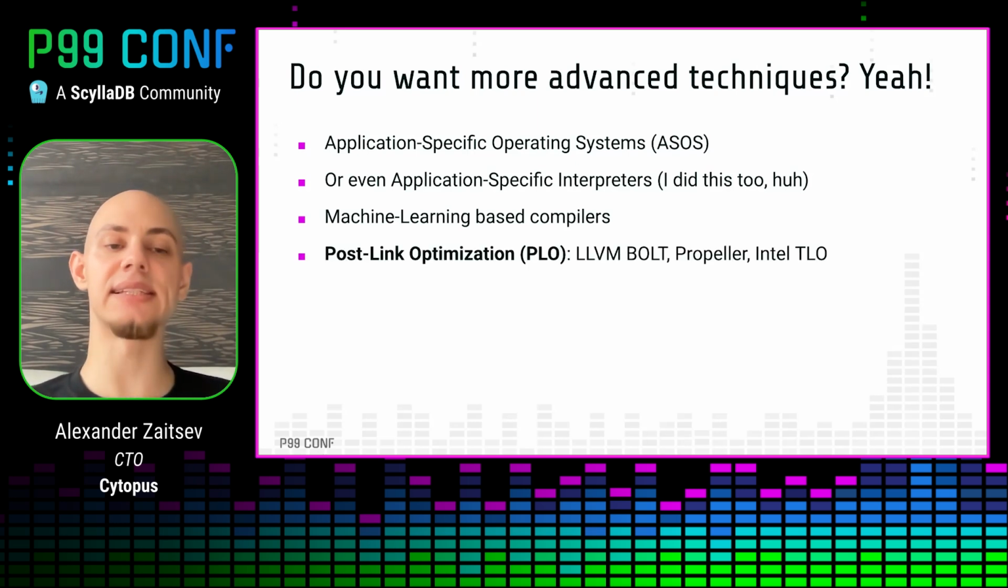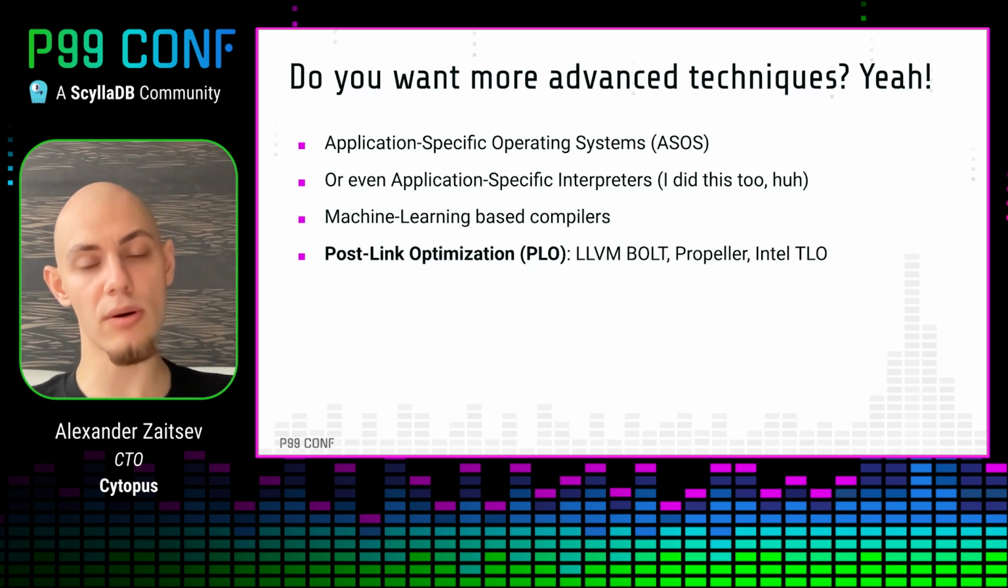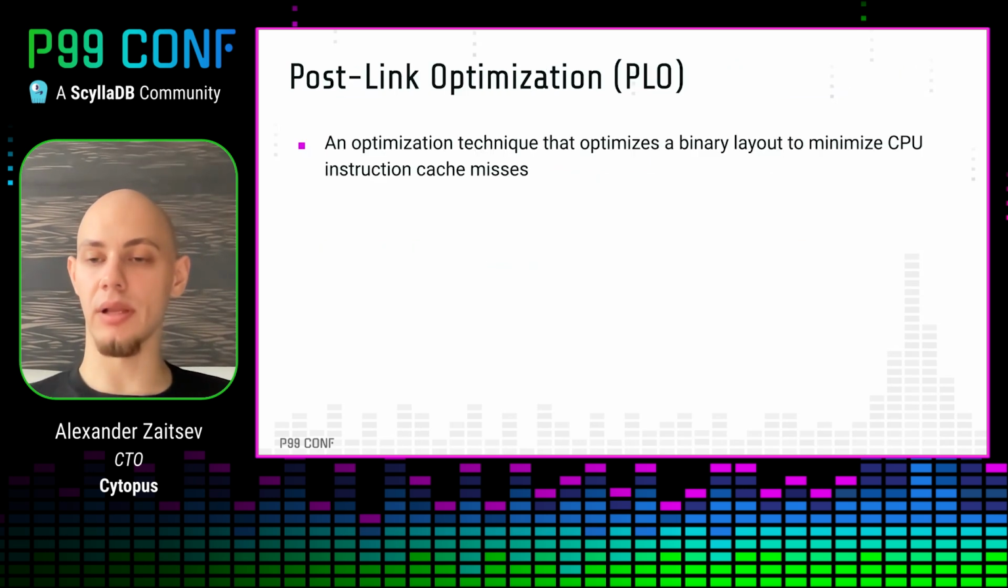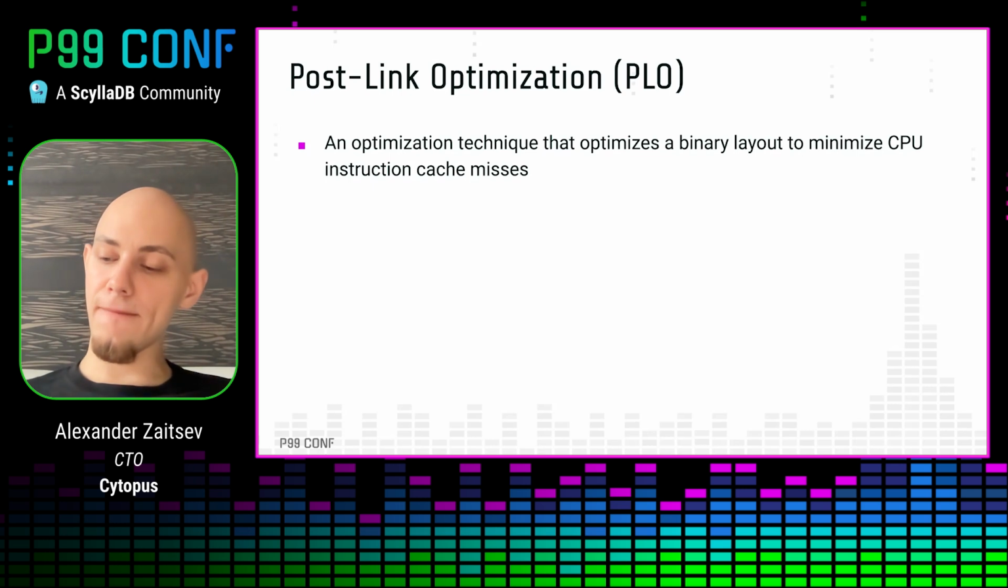And the last but not least is post-link time optimization, or PLO, via tools like LLVM Bolt, Google Propeller, and Intel TLO. Let's talk about them a bit, since they are similar to PGO, but they are not the same. What is PLO? The idea is pretty simple. If you have a large binary, it consists of many functions that are located in different places in the binary, because the binary is huge. So the idea is, if we place together functions in a binary that are executed frequently together, it will reduce the amount of CPU instruction cache misses, and consequently it will improve the application performance.